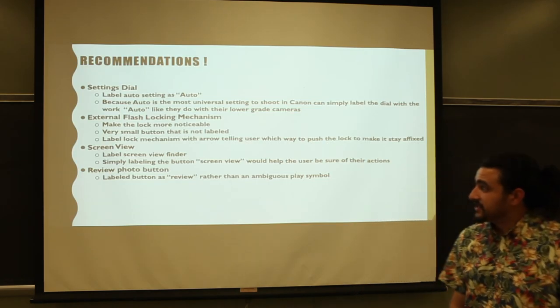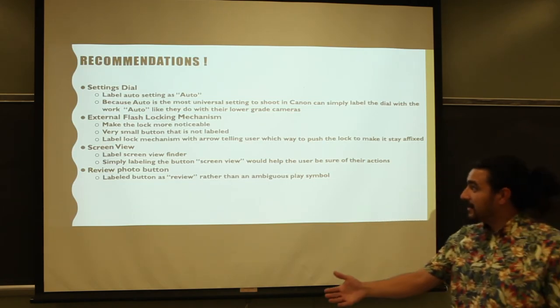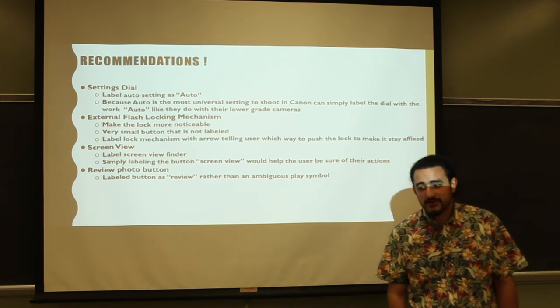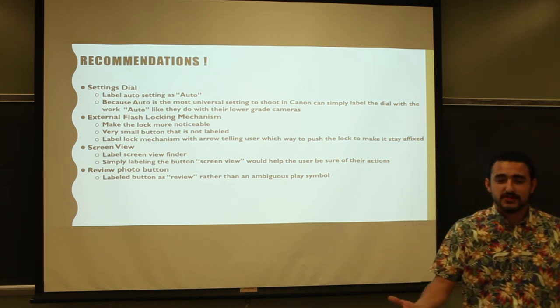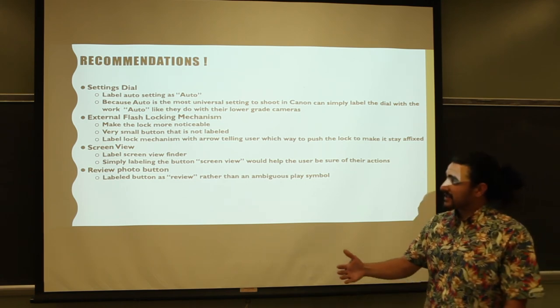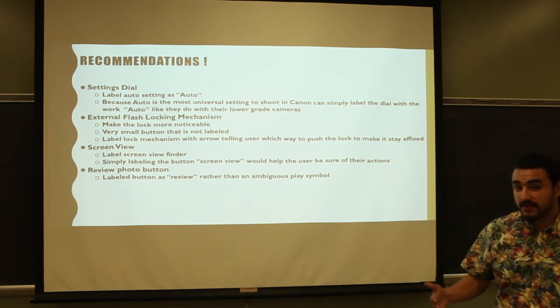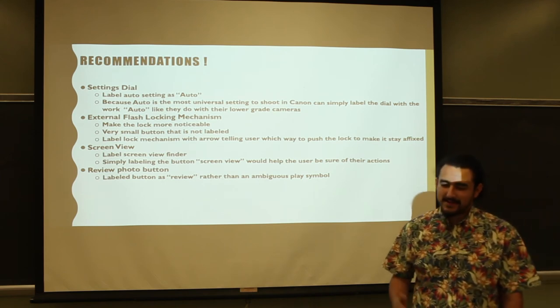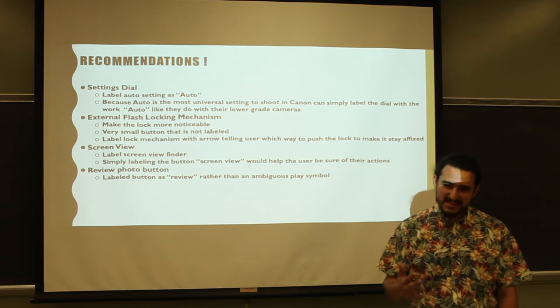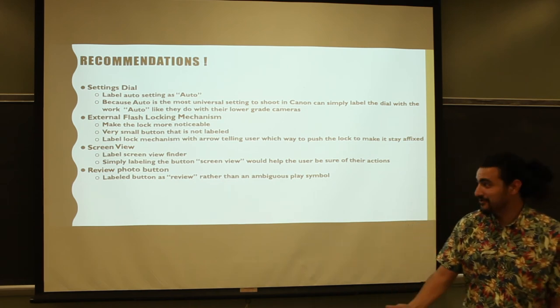Some recommendations. For the setting dial, basically just label it auto. I don't see a reason why having a green square is any better than just labeling it auto. That was basically the issue with everything on the camera, was very ambiguous things. I do understand that this camera is marketed to a professional, but that does not mean that you can't make it simple and clear and easy to use.